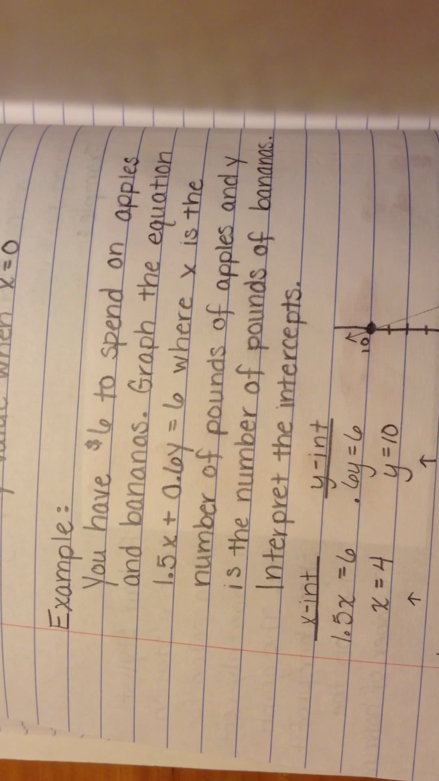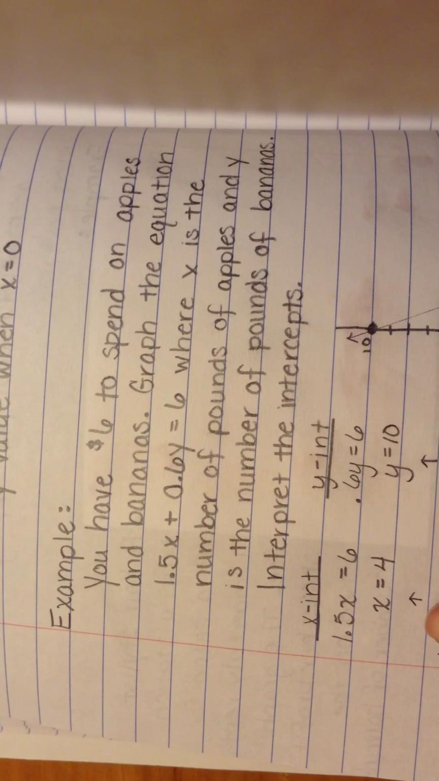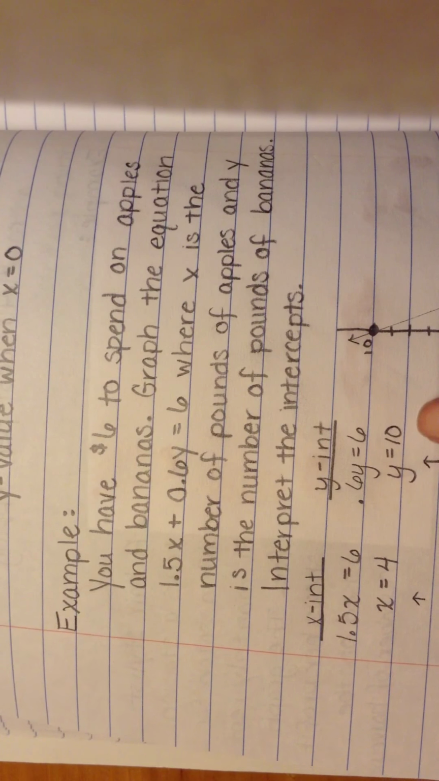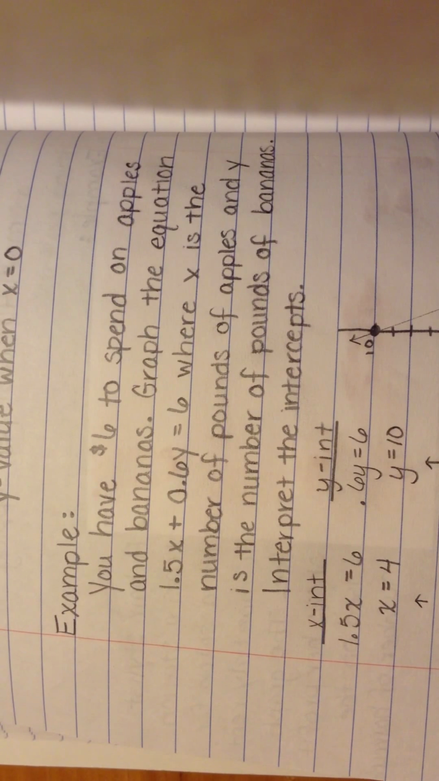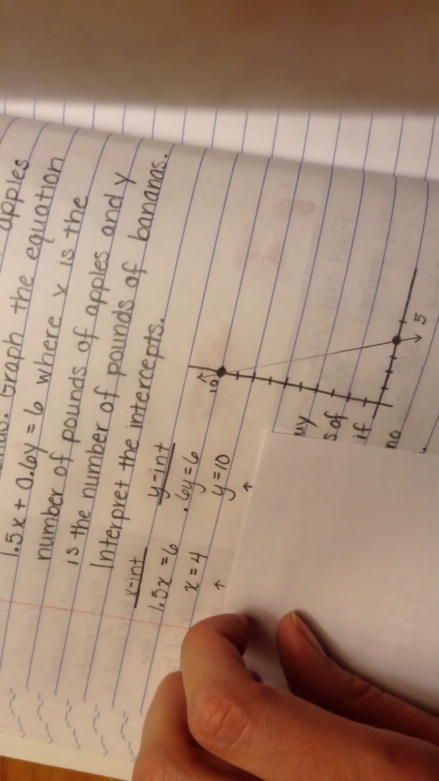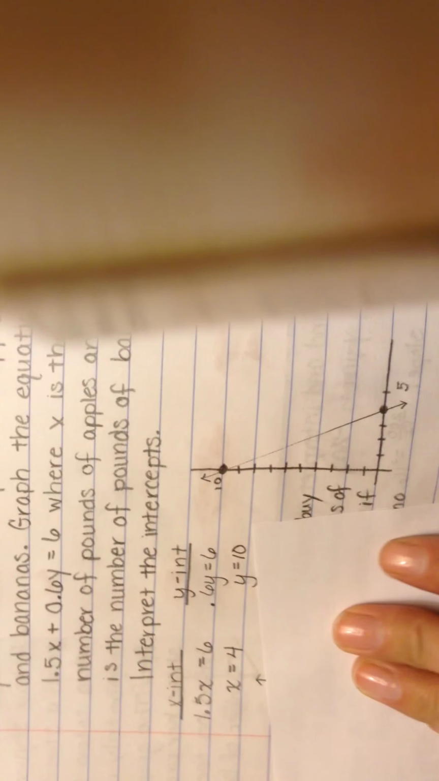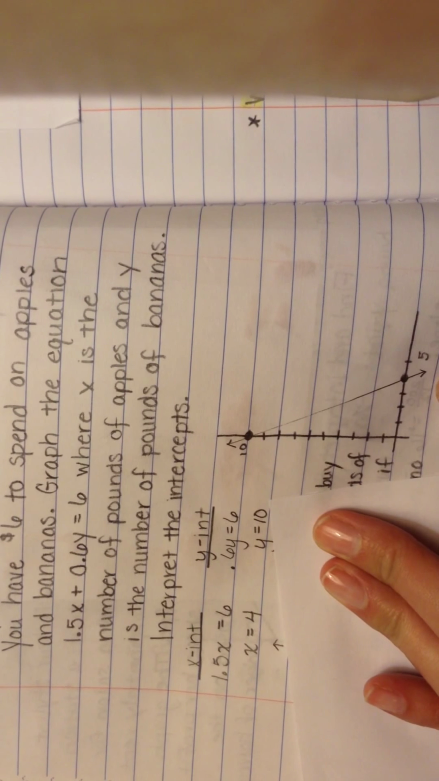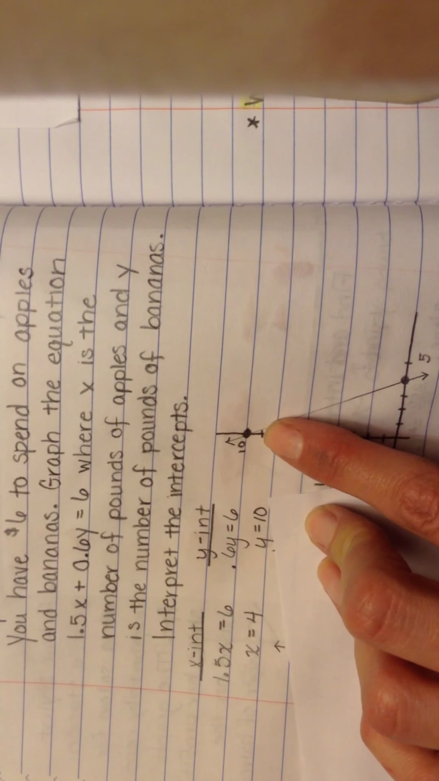Then we need to plot this. X equals 4 goes on the x-axis. Y equals 10 goes on the y-axis. And so we end up with, bear with me here a moment please, this for our graph. Let's see if I can make that better. There we go. So x is 4, y is 10.